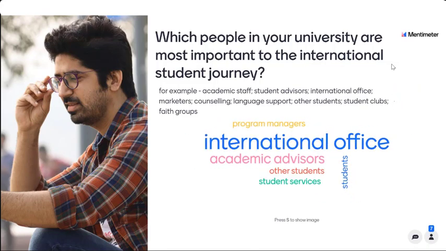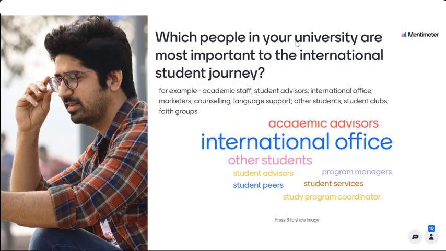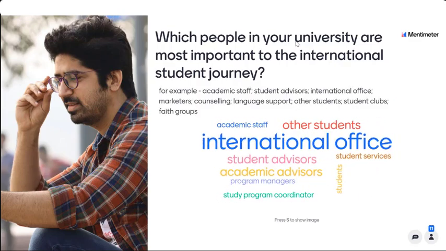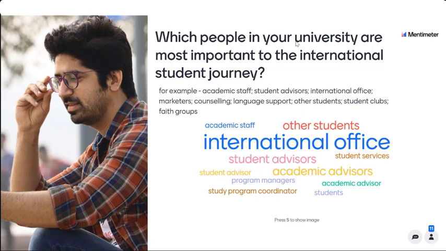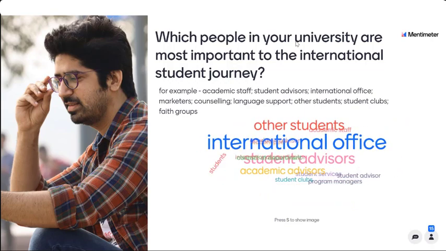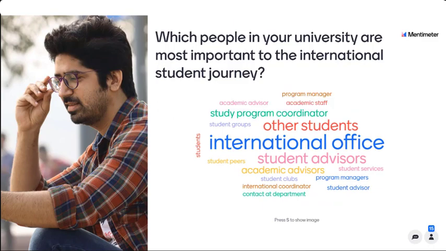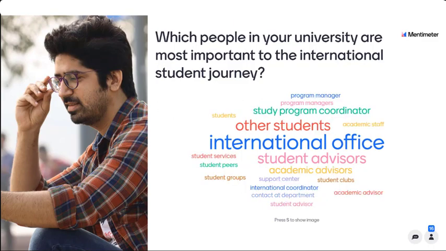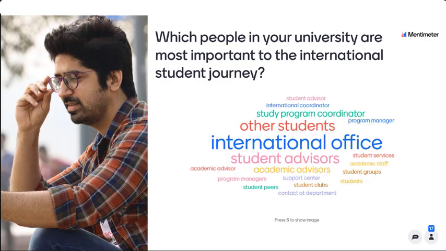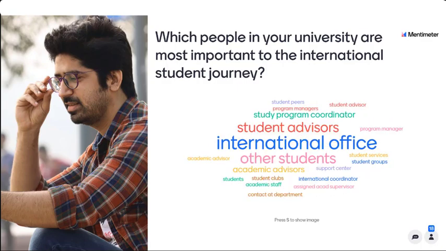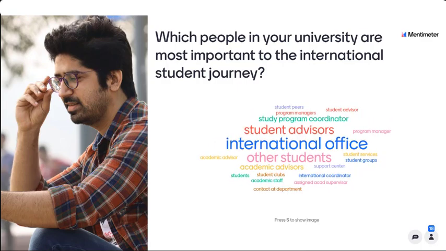We can see that the international office is important. And maybe that's because some of us are from the international office. So we tend to think of ourselves as very important. We know how important the work is that we do. But other students is emerging there as well. This is a really important thing that I'm really pleased you've noticed. Peers have a really big impact on the success of other students.